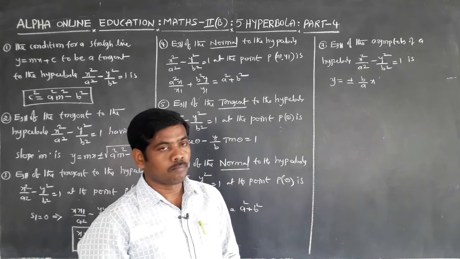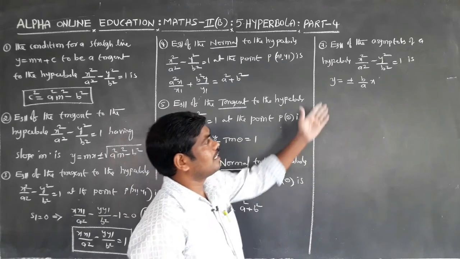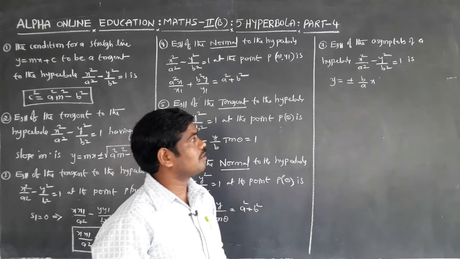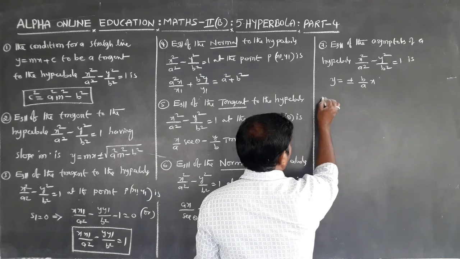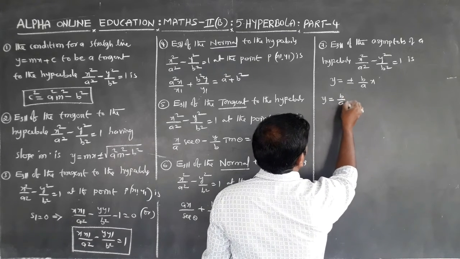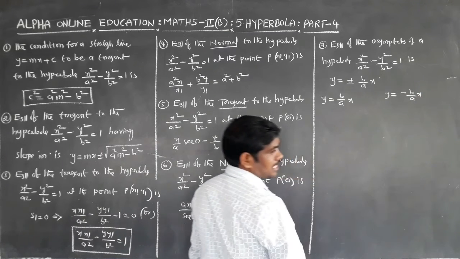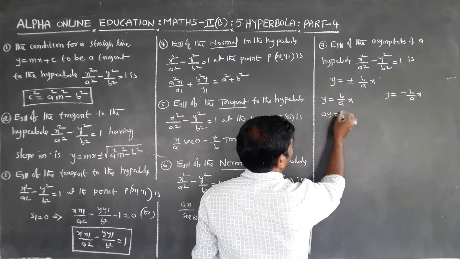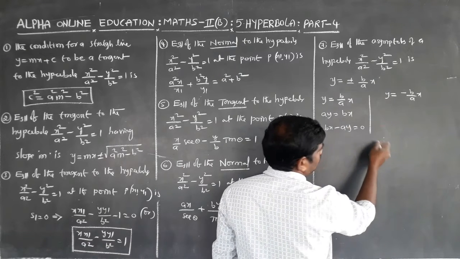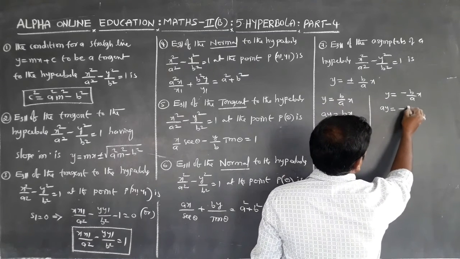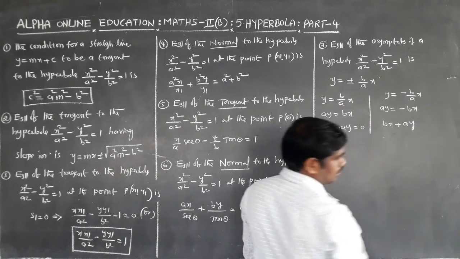The equation of the asymptotes of a hyperbola x square by a square minus y square by b square equal to 1 is y equal to plus or minus b by a x. First case, y equal to b by a x. Second case, y equal to minus b by a x. Taking a y to the left side, a y equal to b x means b x minus a y equal to 0. Taking b x to the left side, a y equal to minus b x means b x plus a y equal to 0.